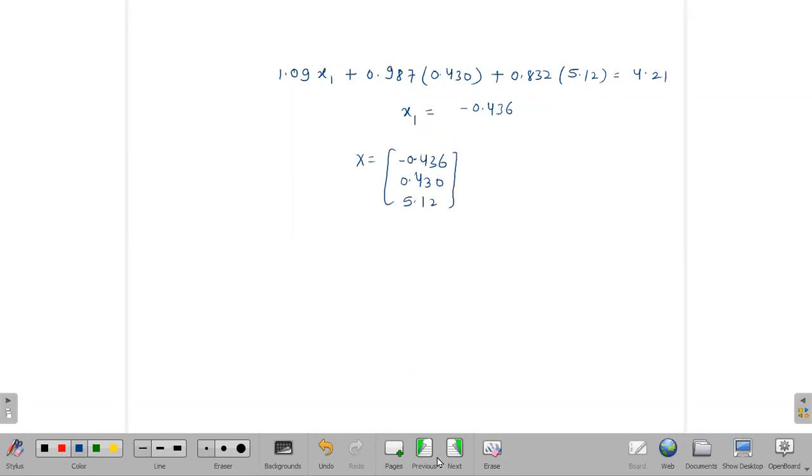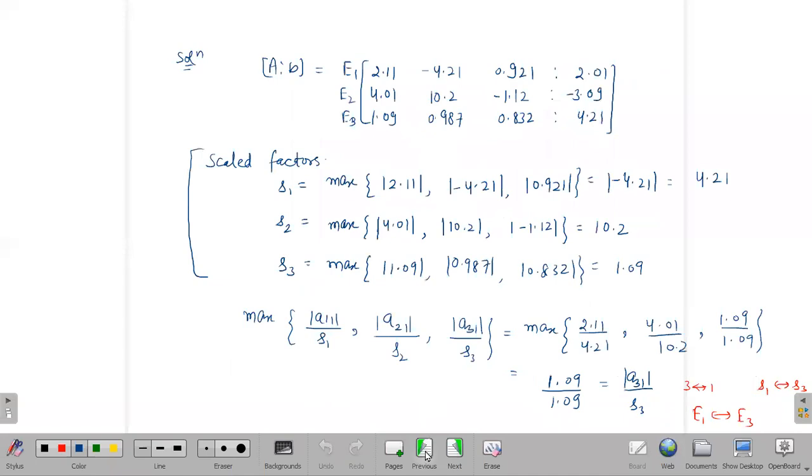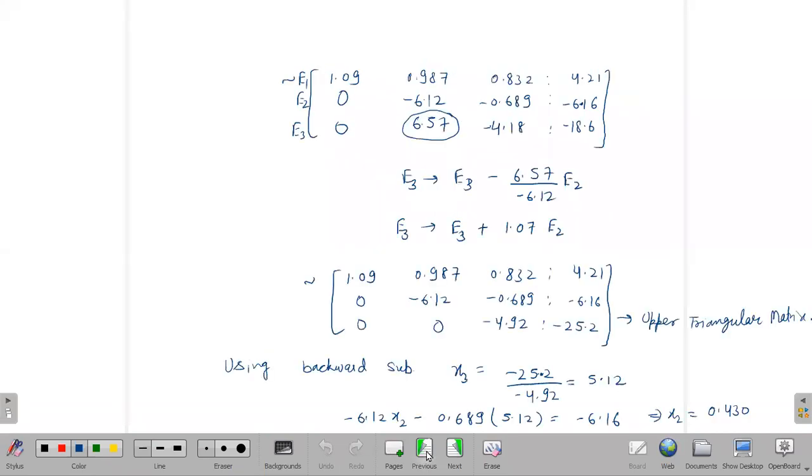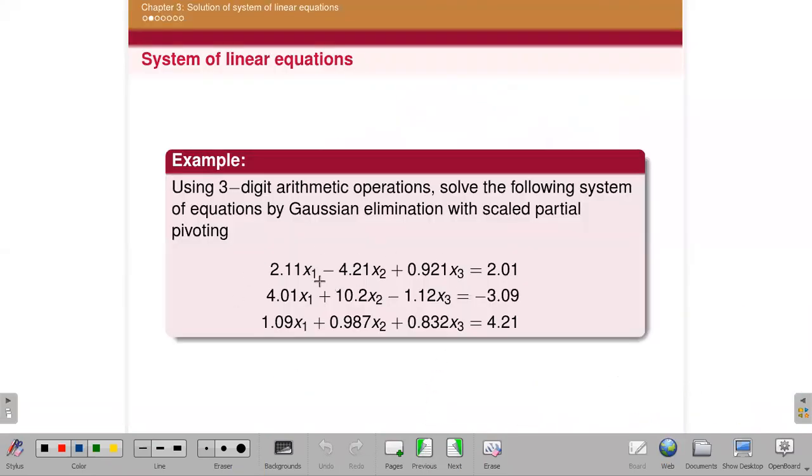Is the exact solution given? No, the exact solution is not given. So if you want to verify your answer, you can put these 3 values into the system of linear equations that is given to you. So it should be approximately equal to 2.01. If it is coming, then it is an approximation, meaning that it is the solution of the system of linear equations. It should satisfy all these 3 equations together. This way you can verify your answer. Any doubt in this scale partial pivoting? This is the procedure.